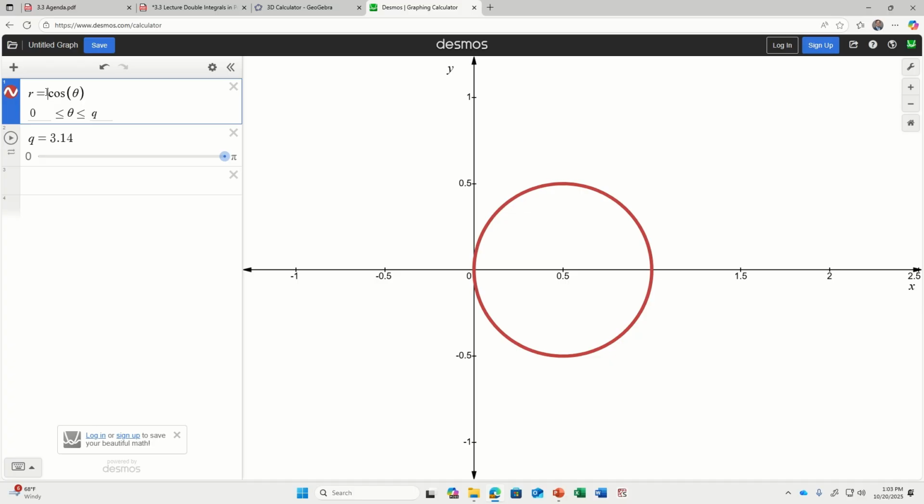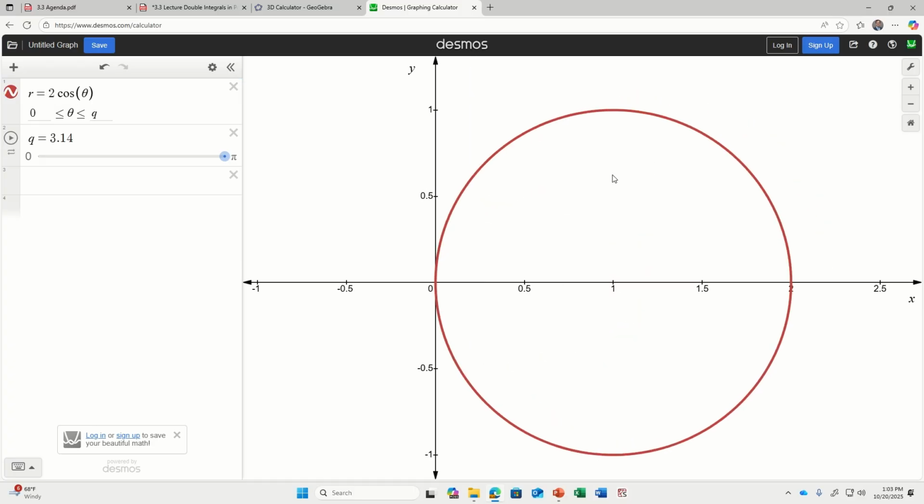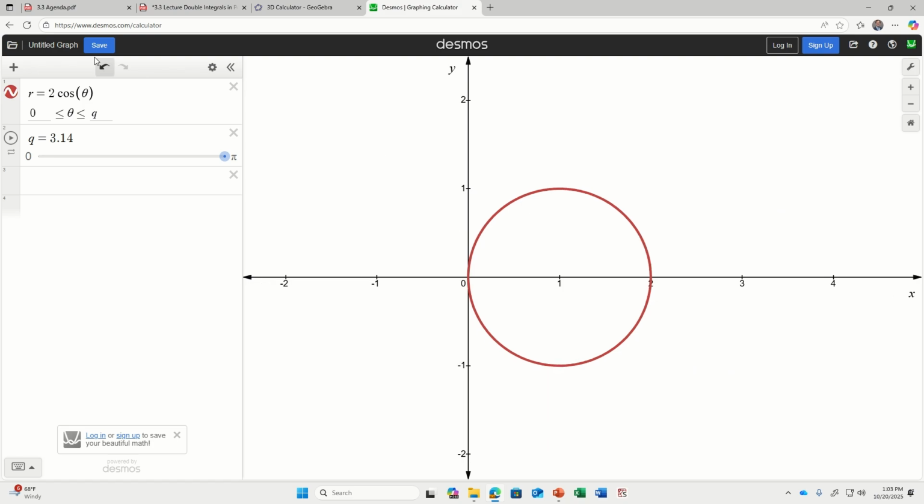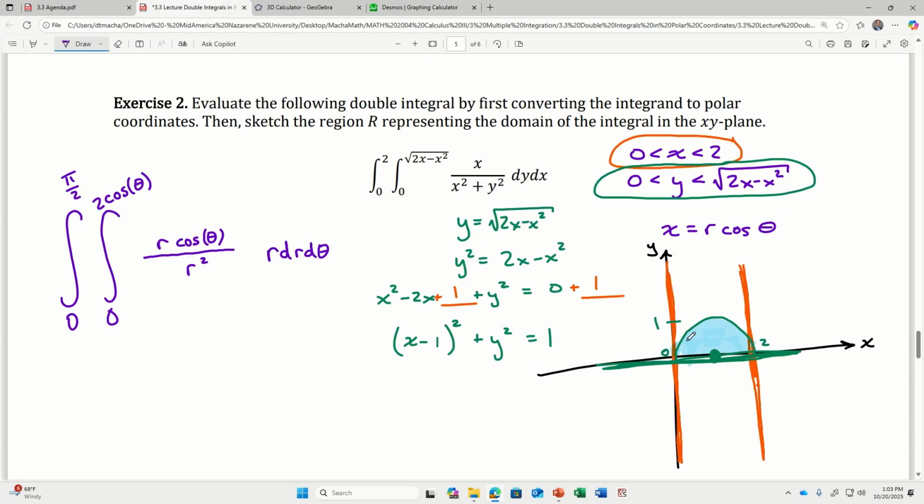We don't have cosine of theta, we actually have 2 cosine theta, which gives me a circle with radius 1 right there. And that's the thing that we're trying to integrate over. So now you can kind of see where I got the lower and upper bounds for r and for theta, and now we can solve it. Setting up the problem is really the hard part for this one. Solving, I think, is going to be pretty straightforward. We'll see how bad it gets.